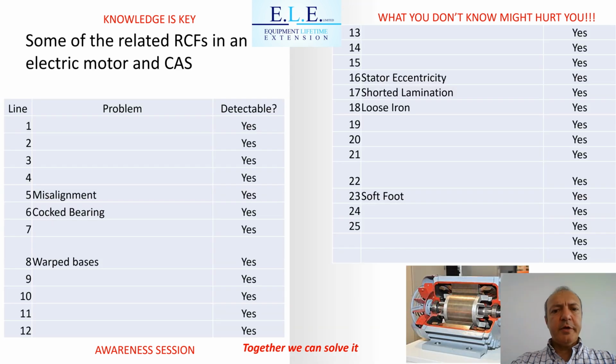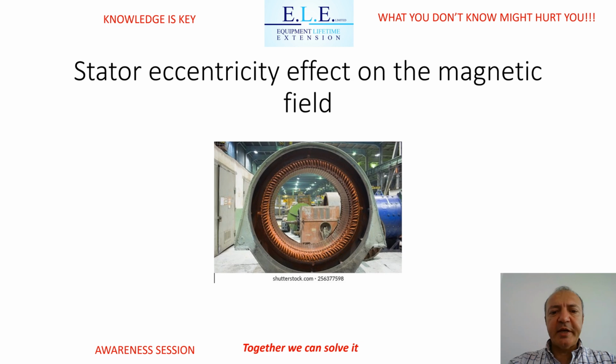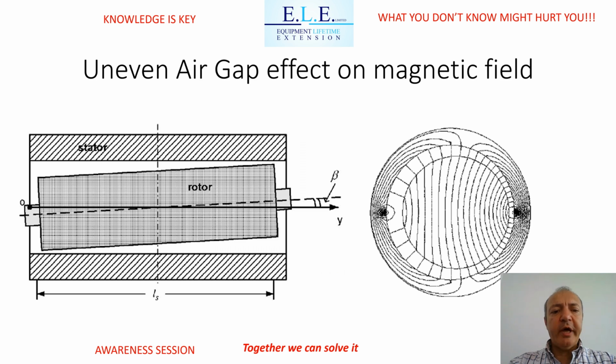This is the root cause of failures list related to induction motor, showing the stator problems and some mechanical problems that can lead to magnetic field pulsation. The first stator problem can be caused by its eccentricity. Uneven air gap caused by stator eccentricity leads to a pulsating magnetic field.